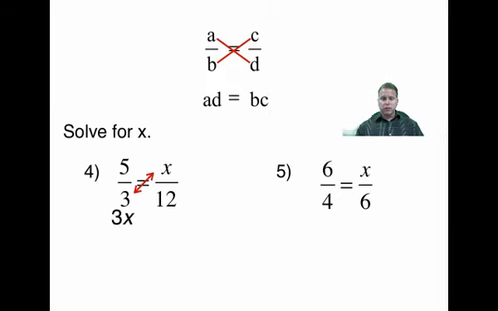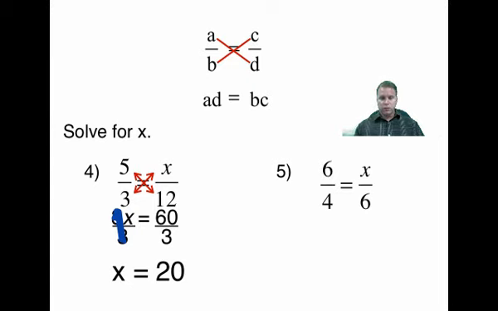So if I cross multiply here, I get 3 times x is 3x. 5 times 12 is 60. I can solve that like we did earlier. Divide both of those by the number in front of the variable, the coefficient, and we get x is equal to 20. Which should kind of make sense for those of you that know about equivalent fractions.